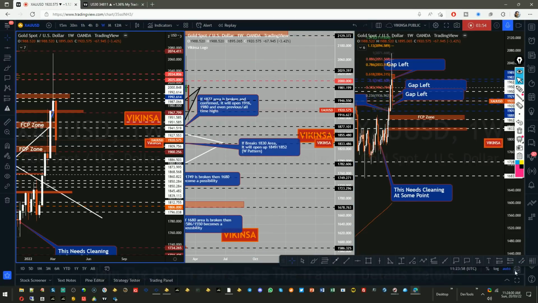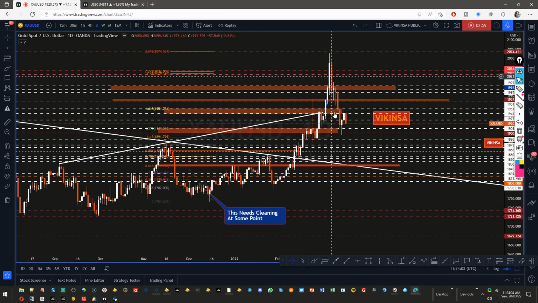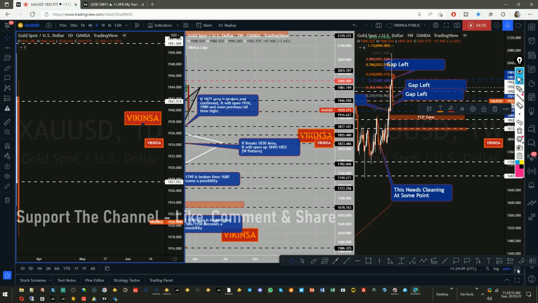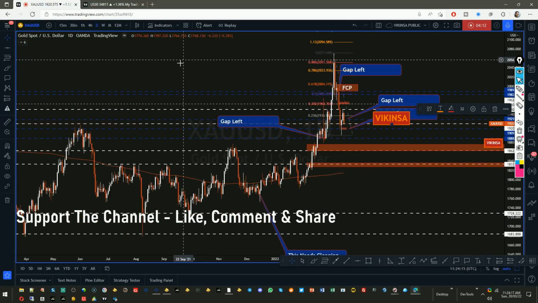So this is the previous analysis that we had. Now it has become a little confusing. The market has come back down into these FCP zones and all that, right? This has become very, very confusing now. So what we're going to do is actually have a fresh one. I've already done that for you, and this is what it looks like.